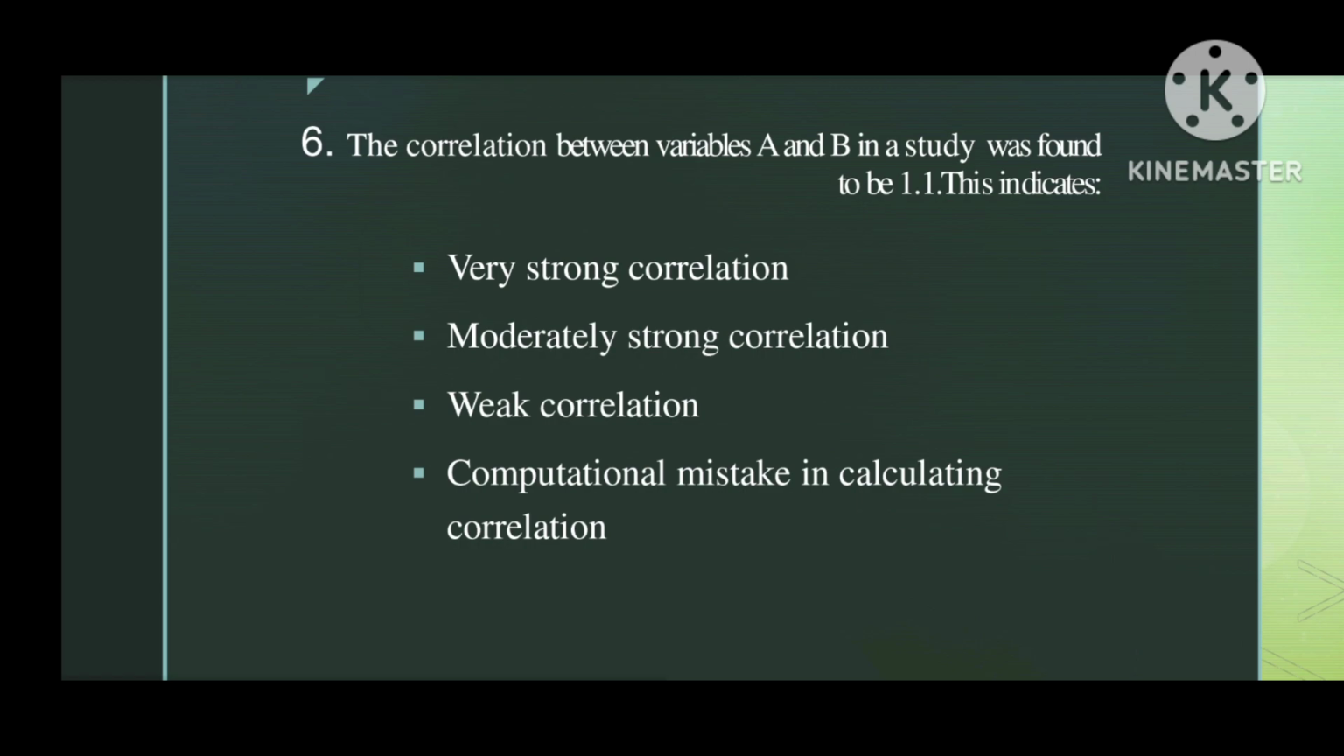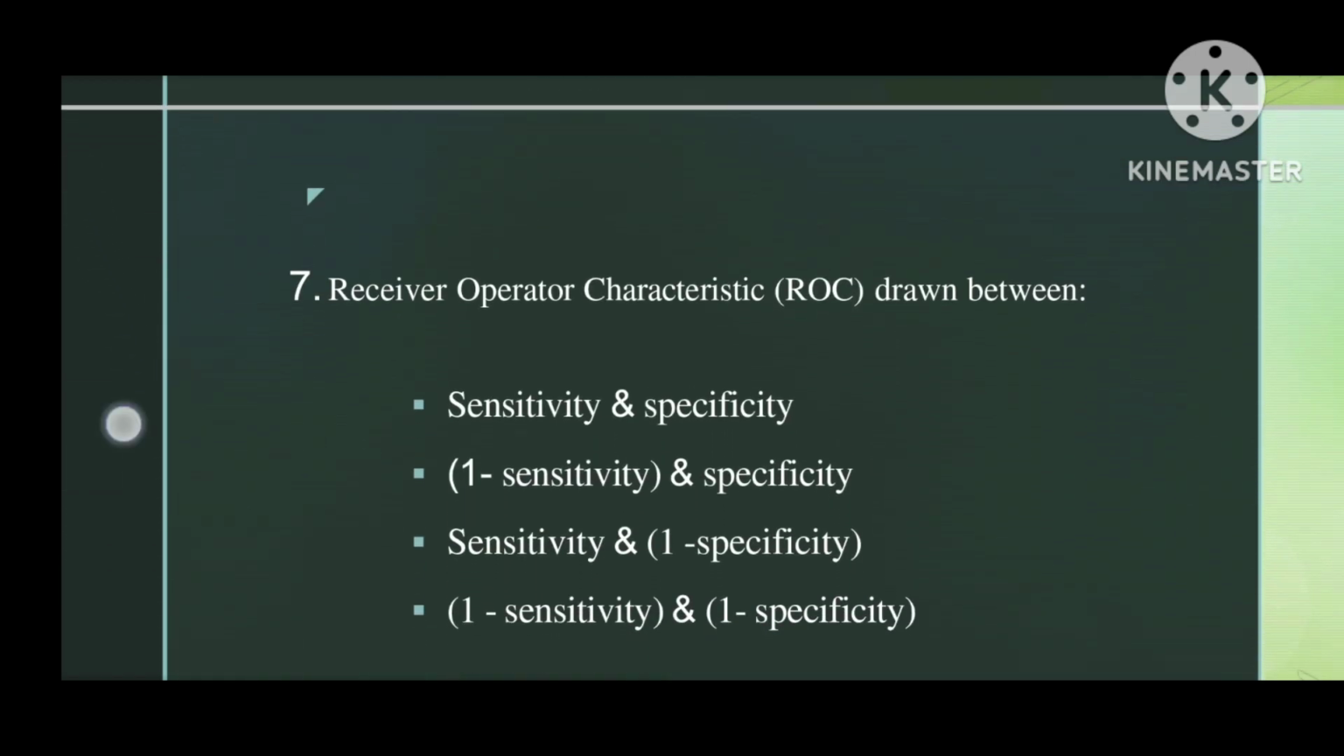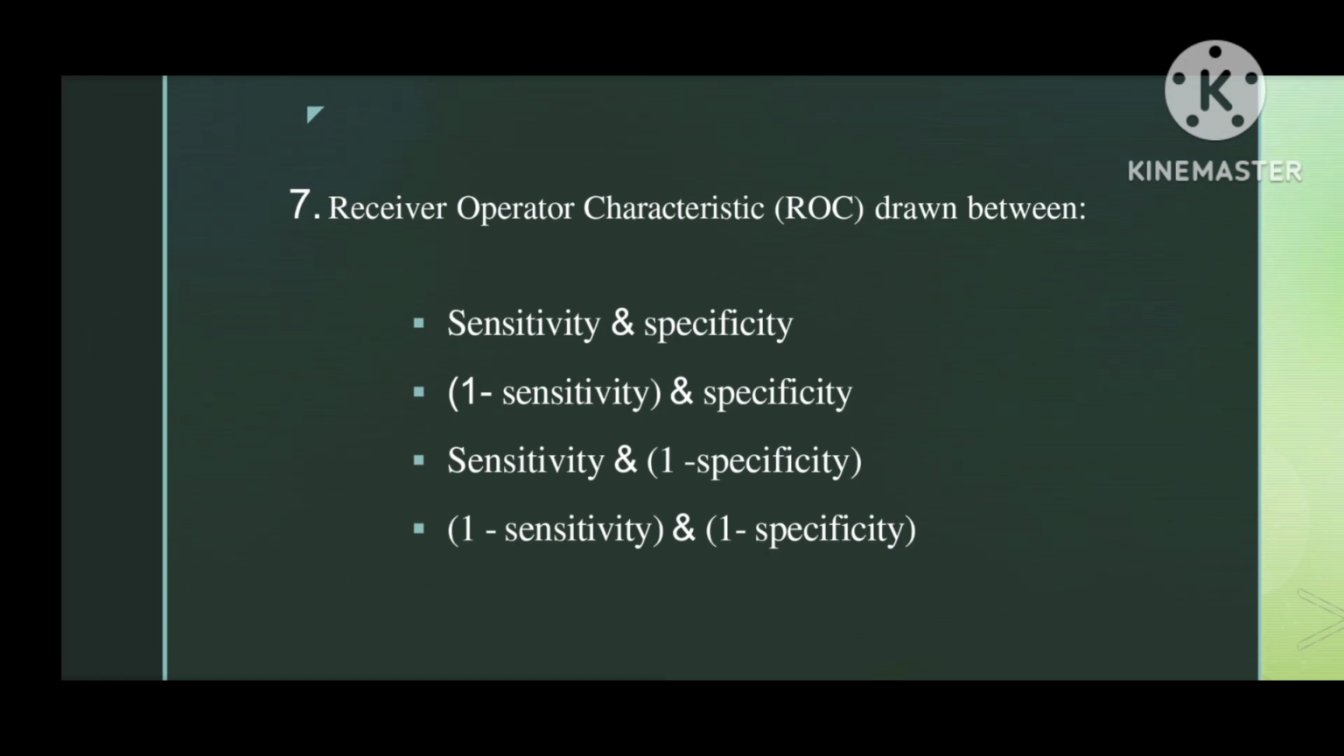Now let's move on to the next question, that is question number 7. Receiver operator characteristic curve, ROC curve. ROC curve is abbreviation for receiver operator characteristic curve. And how is it drawn? It is drawn between sensitivity and 1 minus specificity. So the sensitivity will come in the y-axis and 1 minus specificity will come in the x-axis, and the curve is drawn, and this curve is referred to as receiver operator characteristic curve or ROC curve. So the answer is option C, that is sensitivity and 1 minus specificity.